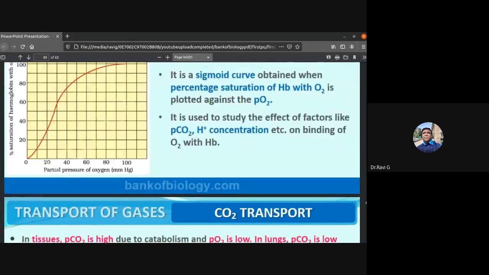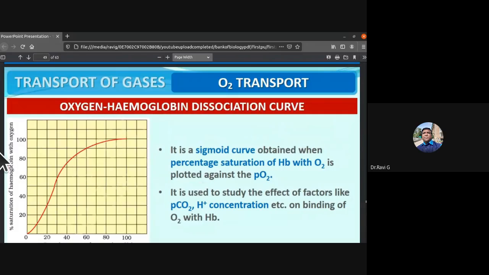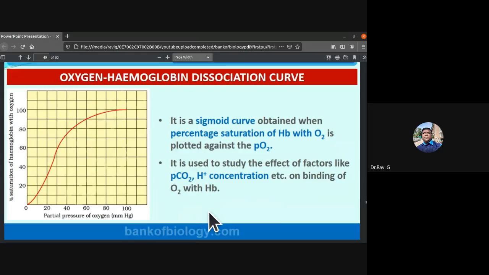This graph might be given for 2 marks. So you should know what is on the y-axis and what is on the x-axis.